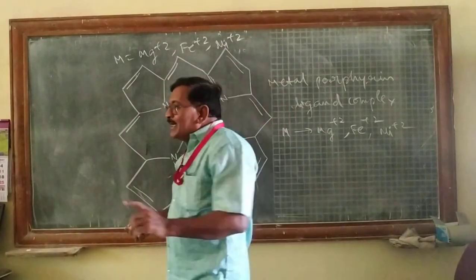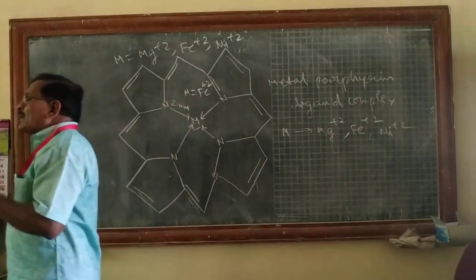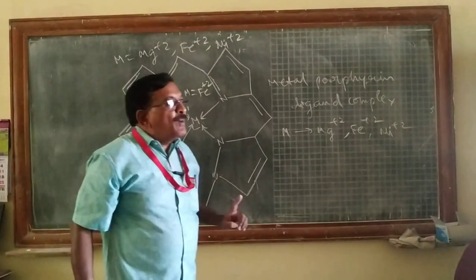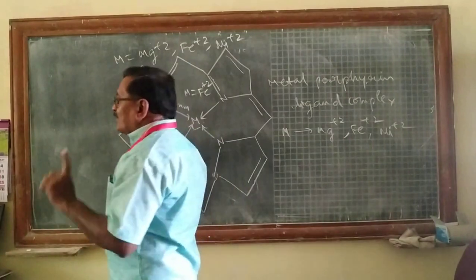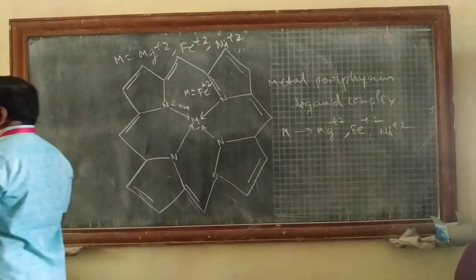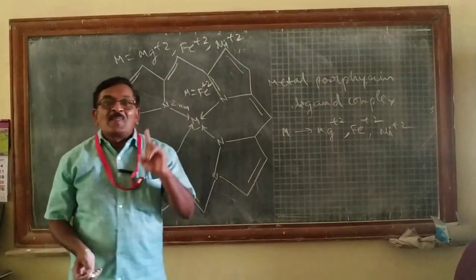Of the remaining, 70% of the oxygen will be carried by the hemoglobin, and 3% will be carried by the myoglobin, and the remaining oxygen present in the body is in the form of ferritin. This is present in the ferritins.